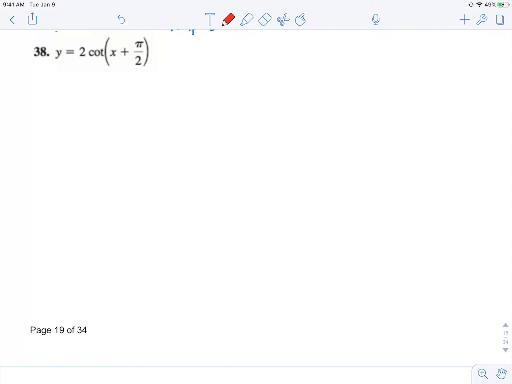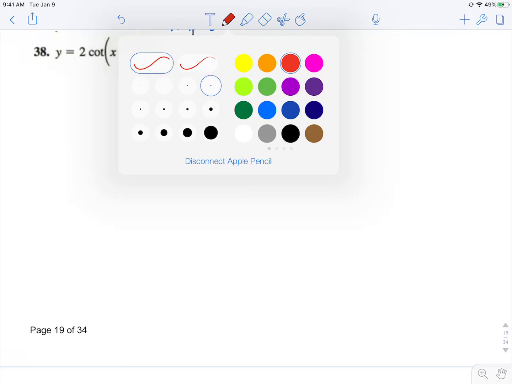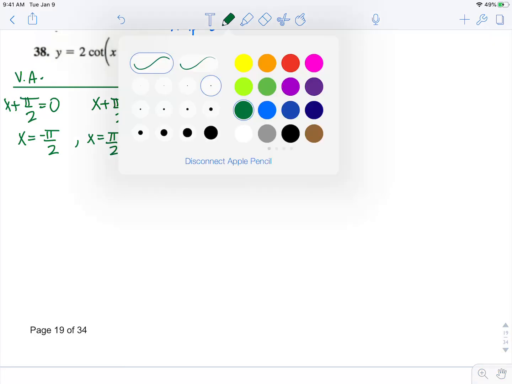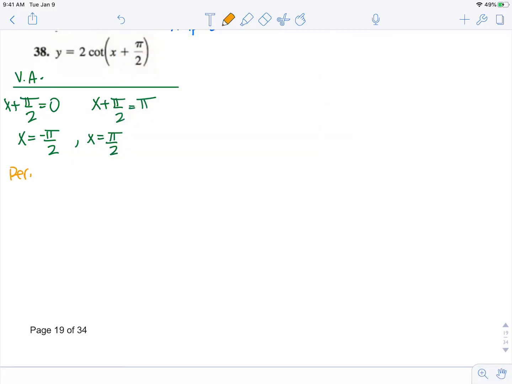Last example of the night. I know you're excited. First thing we need to find is our vertical asymptotes, which occur when what's inside of our cotangent equals 0 or pi. Subtracting pi over 2 from both of these, x equals negative pi over 2, or x equals pi over 2. My period is going to be pi over 1, which is pi.